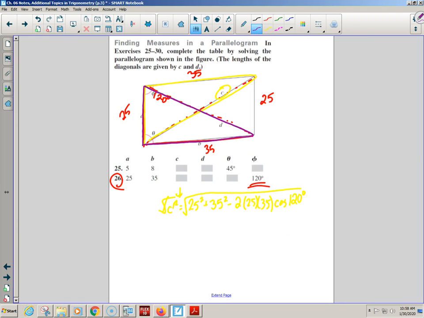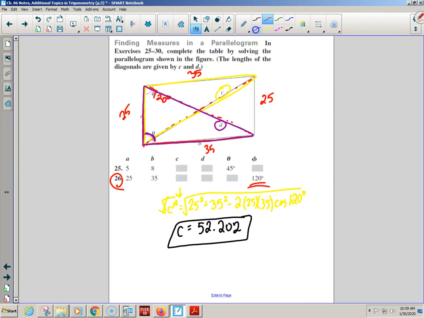I can't go searching for D until I know I have a side and an angle. I don't have the third side, and I don't have the angle. There must be some geometric way. Parallelograms, sides are parallel. There must be some sort of property that I can use to get that. I'm going to go ahead and write down C real quick because we found it to be 52.202.